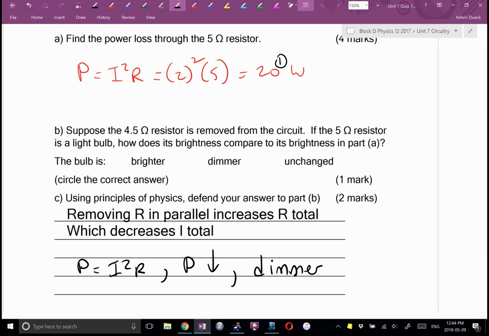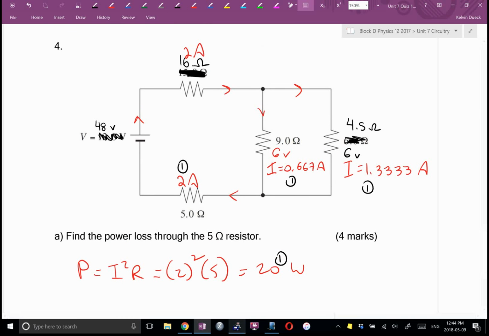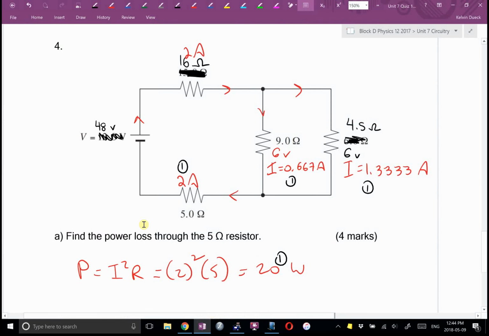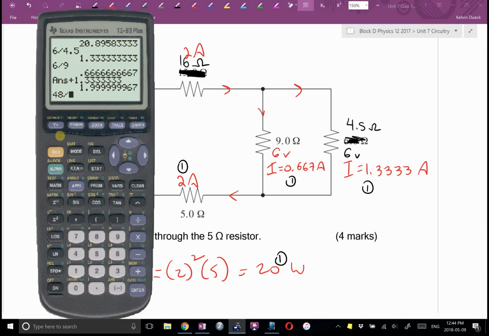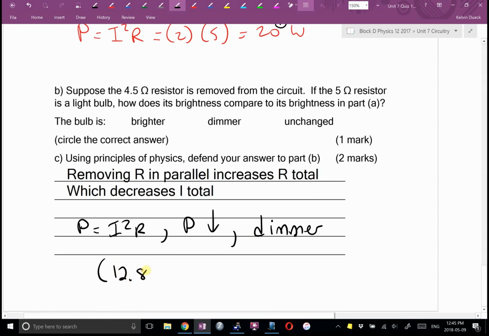Anybody crunch it? What do you get for the new wattage if you actually crunched it? Nobody crunched it? Wow! I'm impressed. I'll do it really quickly here. It's going to be 16 plus 9 plus 5. 16 plus 9 is 25. It's 30. Okay, so it's 30 ohms. Our total is 30, so 48 divided by 30 equals 1.6, squared times 5. 12.8. I'll put in brackets 12.8 watts if calculated. For you to get full marks then, you would circle dimmer.